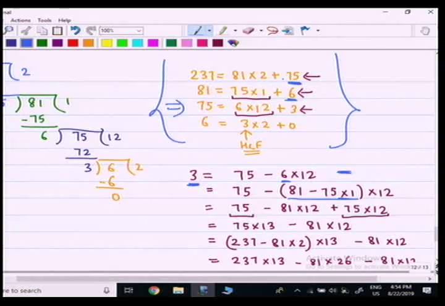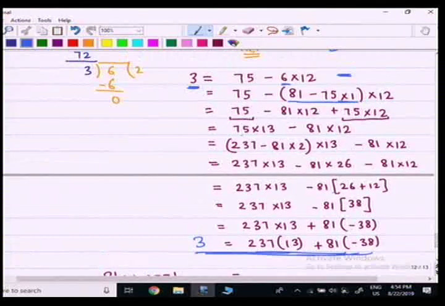So we'll again replace that 75 as 237 minus 81 into 2. We have replaced that 75 as 237 minus 81 into 2, and we will rearrange all the terms and make sure while rearranging never multiply the numbers. Multiplying the number means don't multiply that 75 into 13, otherwise you won't be able to replace it.